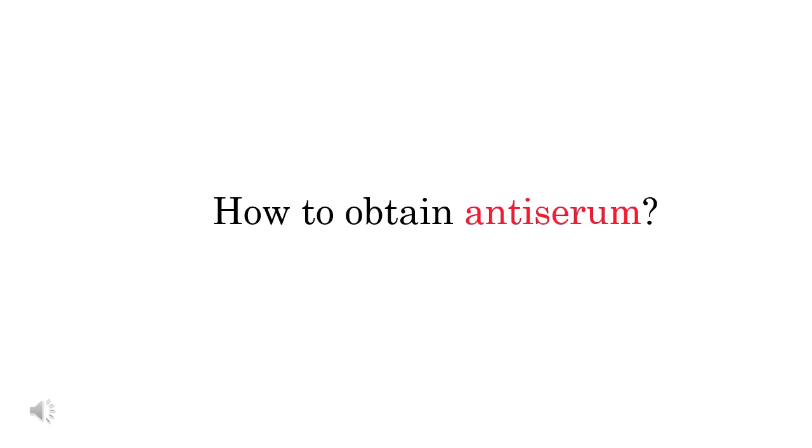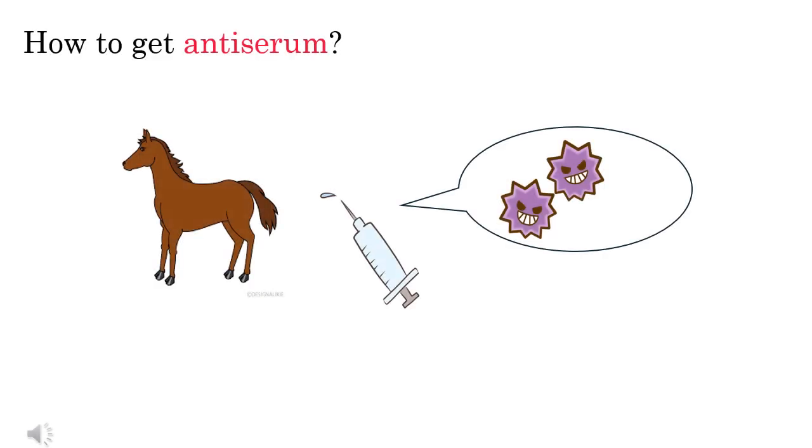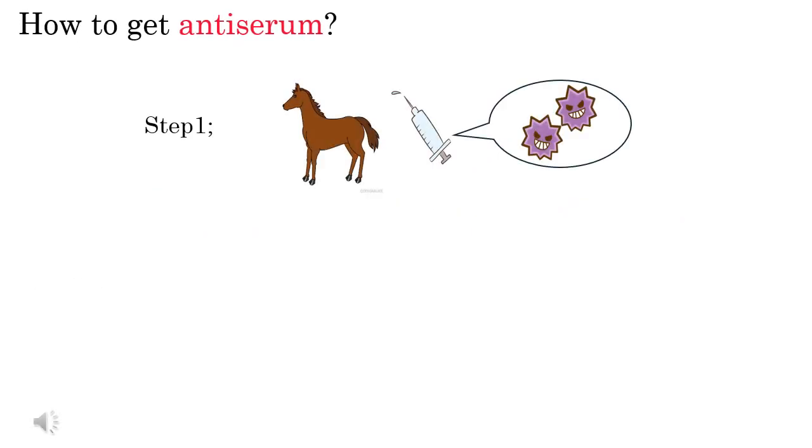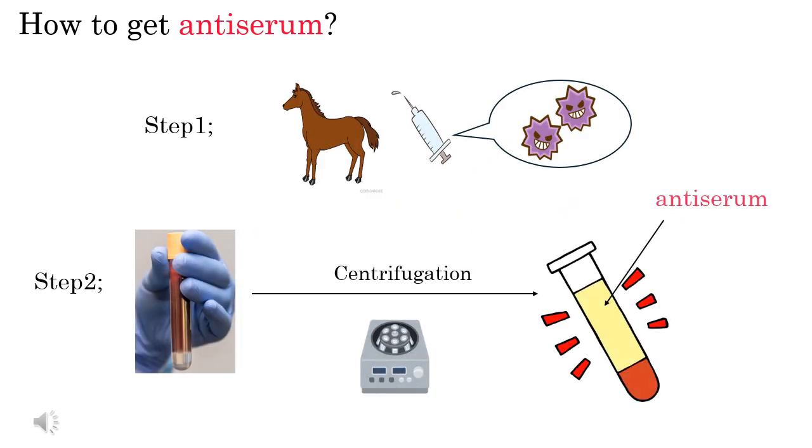So how to obtain antiserum? Antiserum is obtained mainly from an immunized animal. First, inject a specific antigen into an animal to produce antibodies in their blood. Inject the antigen several times to make the horse immune to the antigen. Then the horse's blood is collected and the blood is centrifuged to obtain antiserum.